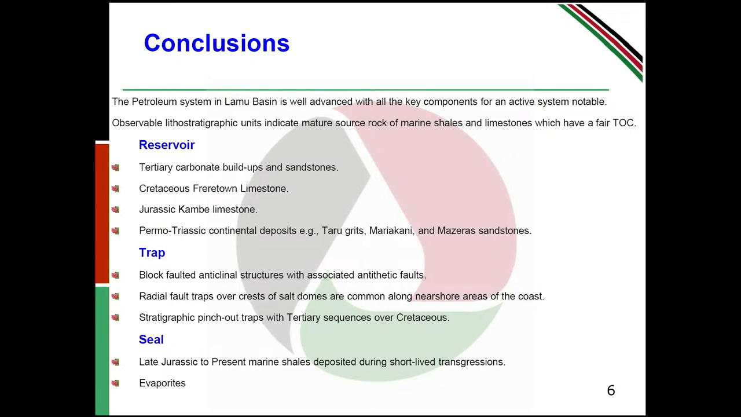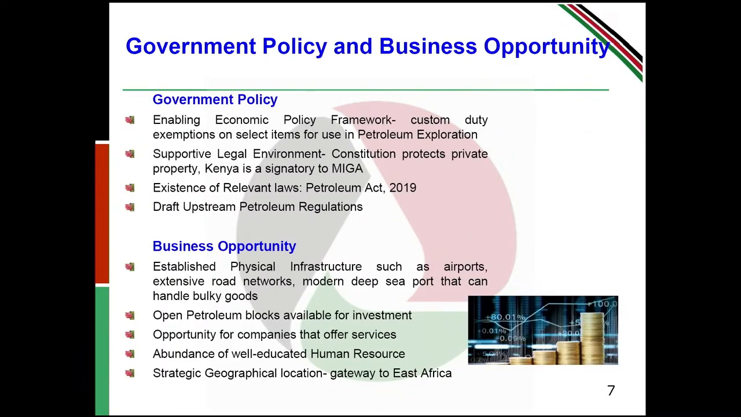So in conclusion, the petroleum system in the Lamu Basin is well advanced, and we have the necessary elements for the petroleum system. We have the reservoir rocks that date from Jurassic and Cretaceous all the way to Permo-Triassic. We have the traps, which are block faulted structures, radial fault traps, and stratigraphic pinchouts, and for the seals, we have the shales and the evaporites.